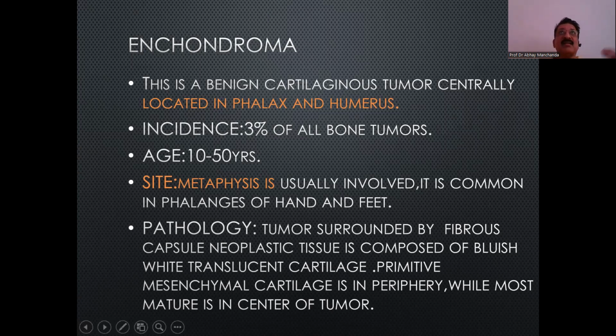It is centrally located in the phalanx, maybe in the humerus. Incidence is more than osteoblastoma, that is 3% of all the bone primary tumors. It has a wide range of occurrence. It can be between 10 to 50 years. Usual site is metaphysis, but it is common. It can be central. It can include the whole of the phalanx.